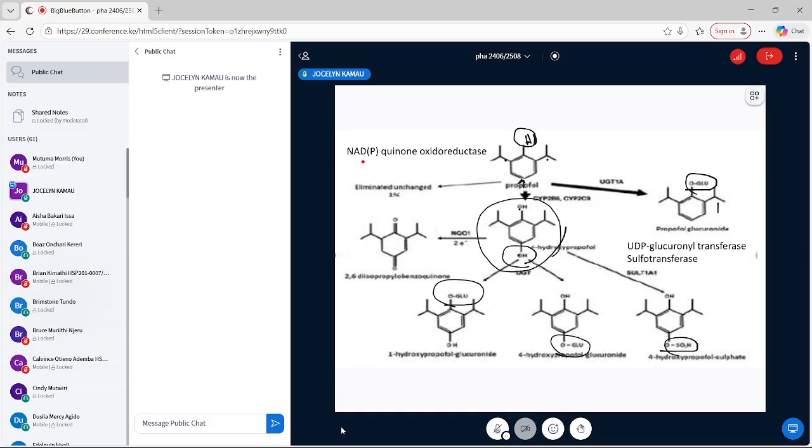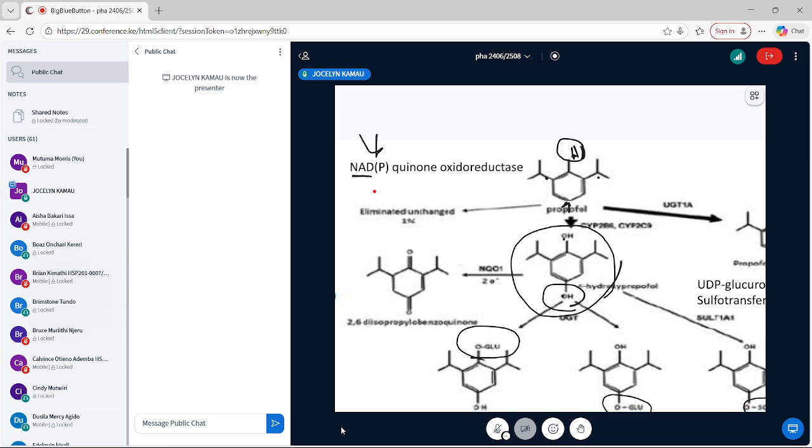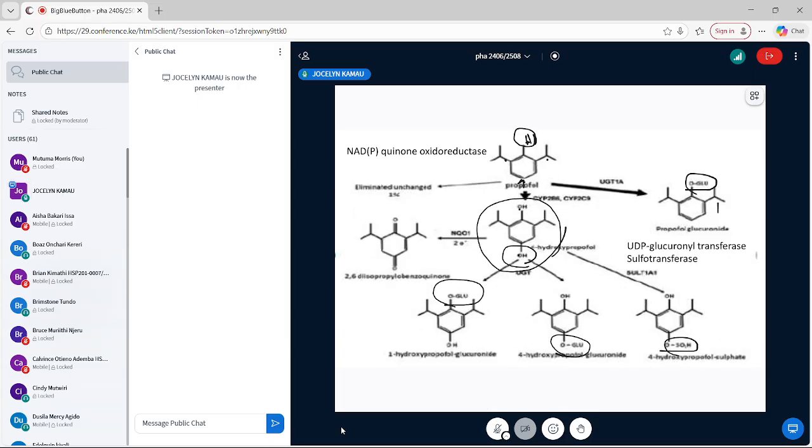We have studied flavin, we have mentioned pyridoxine. These are cofactors that are needed by these enzymes for their optimal function. So this one is using NADP, and the enzyme is NADP quinone oxidoreductase. Remember, when you talk about oxidoreductase, it's an oxidation. It will result in loss of electrons.